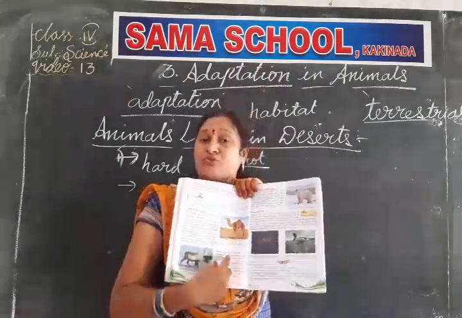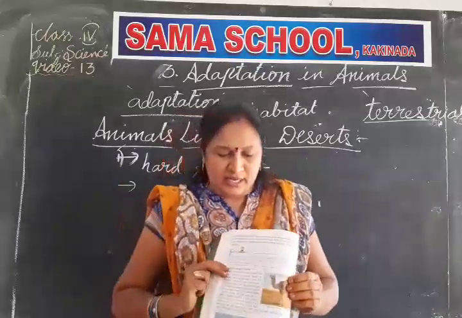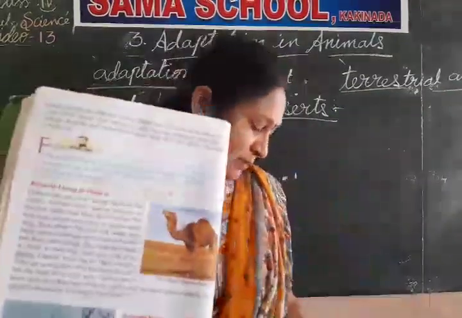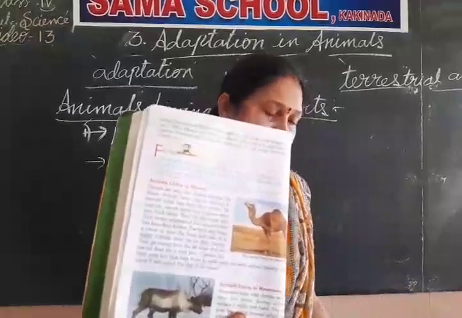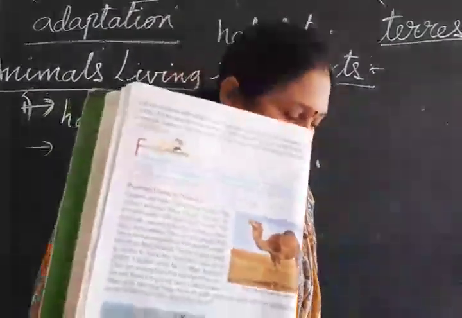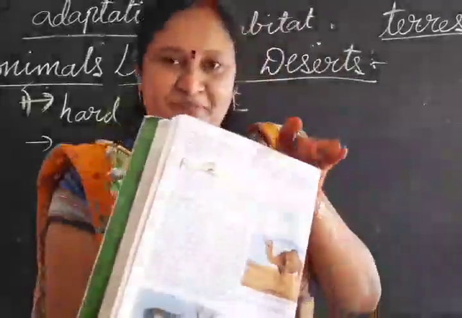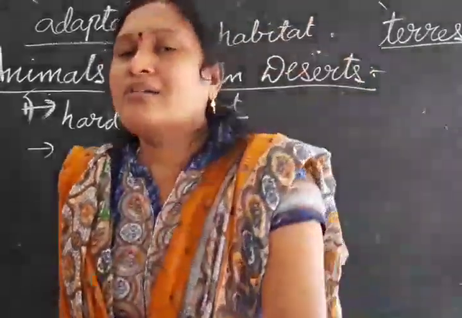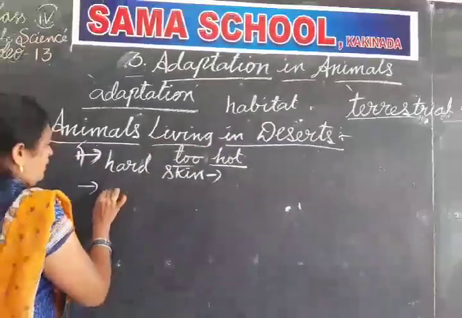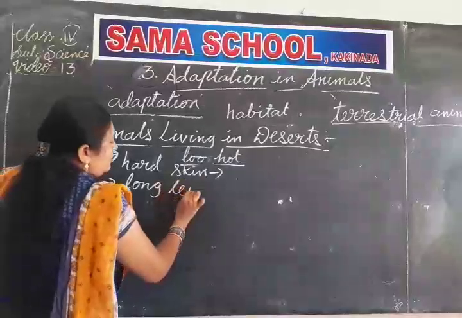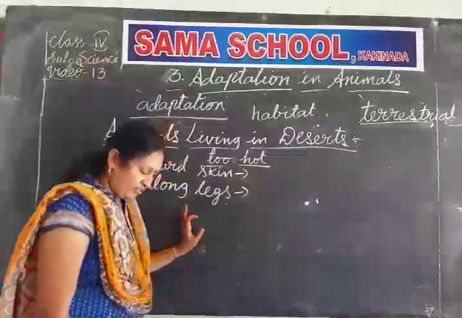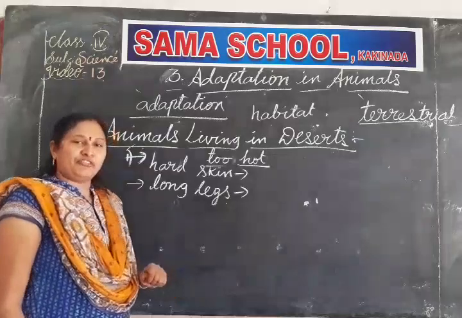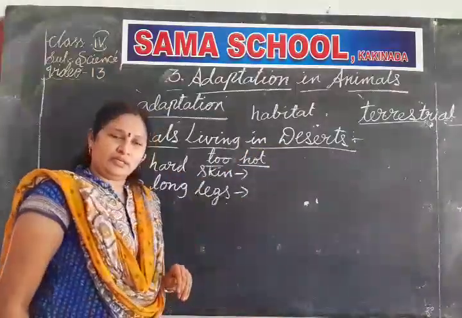Why? Because these long legs protect the animal from the hot sand. Sand means it's too hot. They protect these animals from the sand, to walk easily. That is one purpose of the long legs. It has long legs to protect the animal from the hot sand. That is one of the body features to survive in the desert.